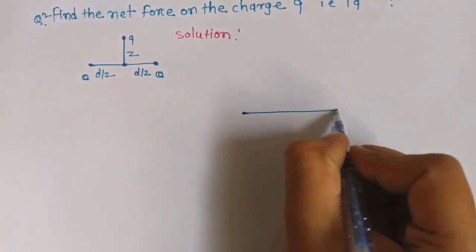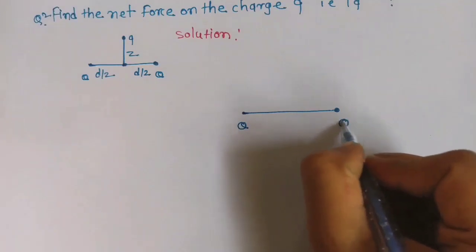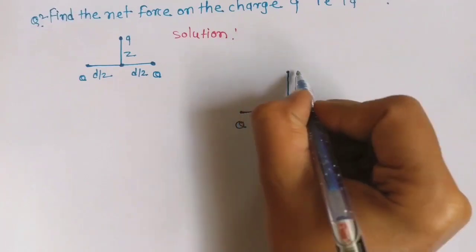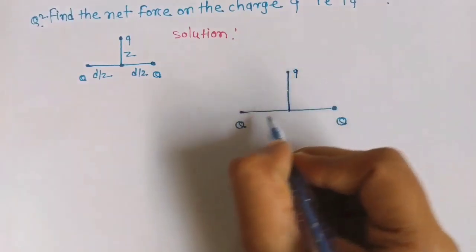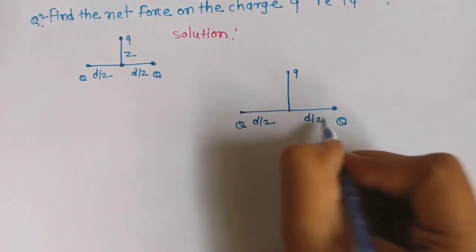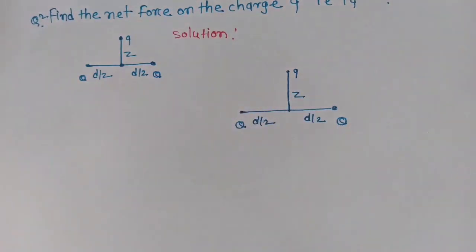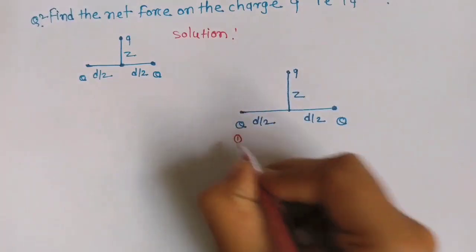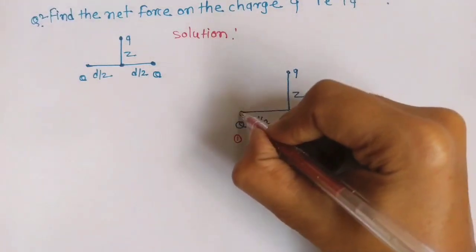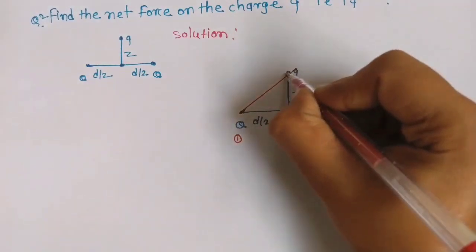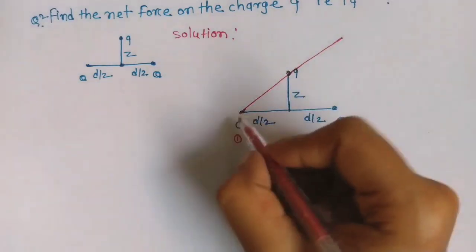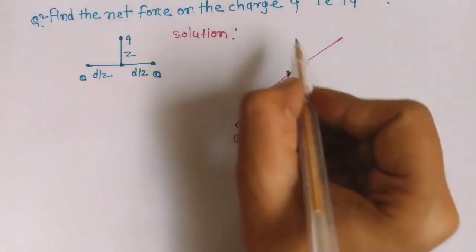Again we draw this system of charges q, q. This distance is d by 2, again this is d by 2, this is z. So we have to find the force on charge q due to this charge q. Both charges are positive, therefore they repel each other and the direction of the force is away from the charge.